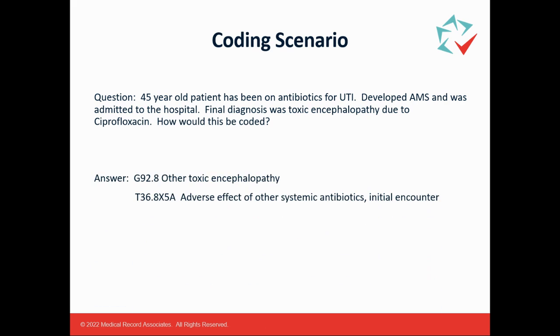And our answer here would be G92.8, other toxic encephalopathy, and T36.8X5A, which is an adverse effect of other systemic antibiotics, initial encounter. So since this was considered an adverse effect of a prescribed medication, you're going to use the adverse effect code.